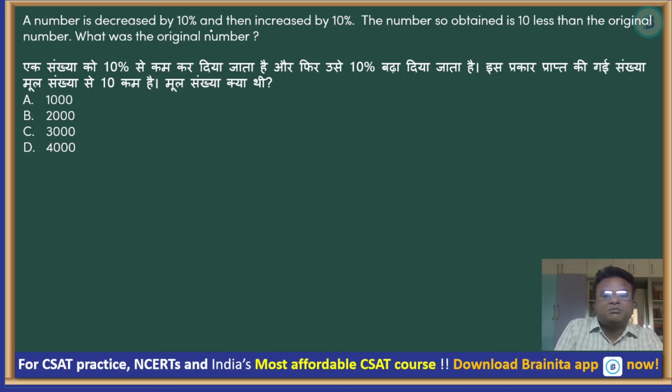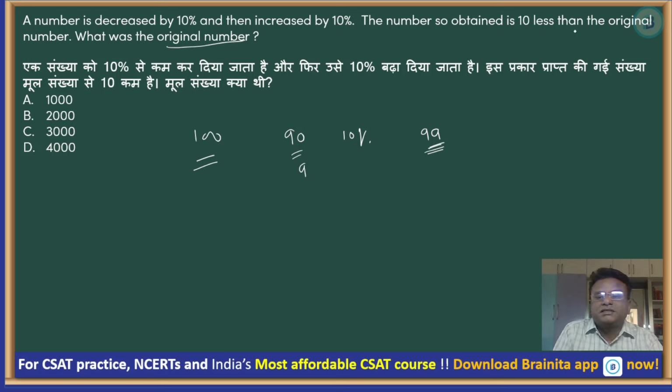A number is decreased by 10% and then increased by 10%. The number so obtained is 10 less than the original number. What was the original number? This is a simple question. It says a number was first decreased, so let us assume the number was 100. It was decreased by 10%, so it becomes 90, and then 90 was increased by 10%. 10% of 90 is 9, so it becomes 90 plus 9, 99, right?